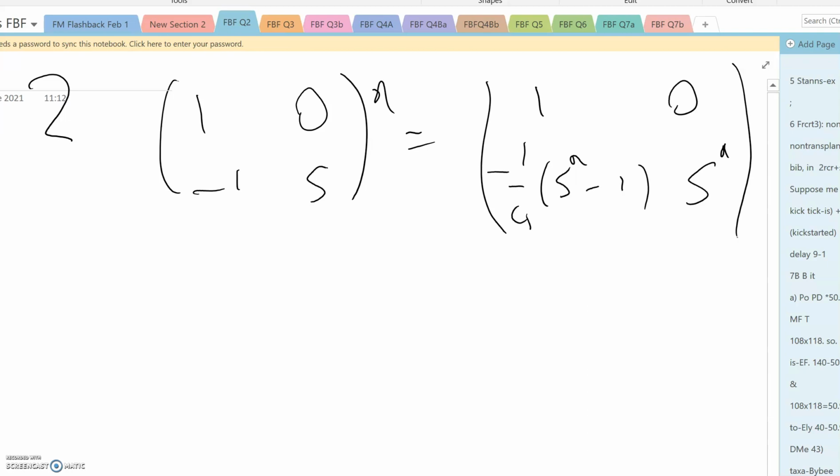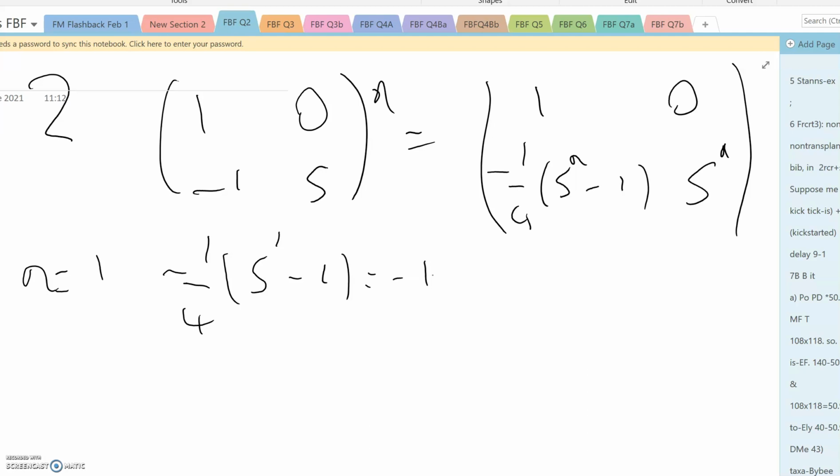The first step in proving by induction is checking n equals 1. If I check the bottom left first, we've got a quarter of 5 to the 1 minus 1, and that does indeed come to minus 1. And the other three entries are reasonably obvious.